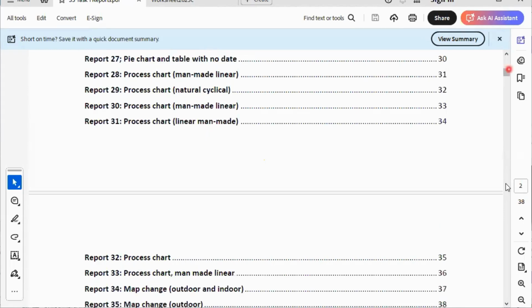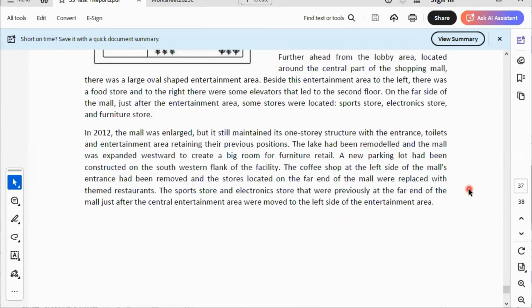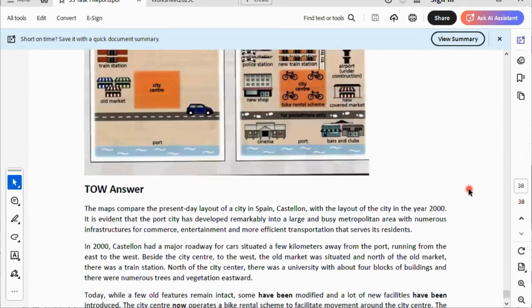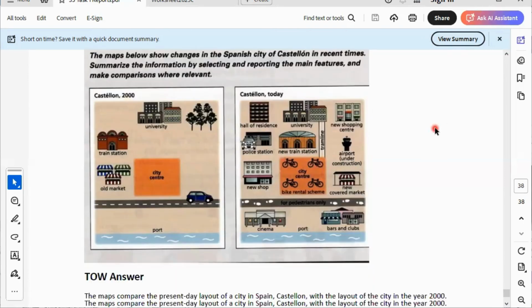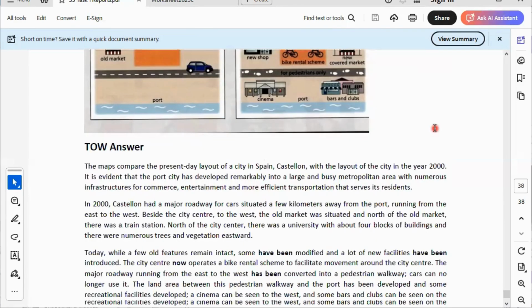So let me treat maps now. Let's look at this book and look at examples of maps. There are like 2 or 3 maps here. Look at this map here. The map below shows changes in the Spanish city of Castellon in recent times. So we have Castellon in 2000 and Castellon today. In writing your map report, what do you do? The same 3-part pattern. What are the 3 parts? Introduction, overview, and your main body. So look at the report carefully.